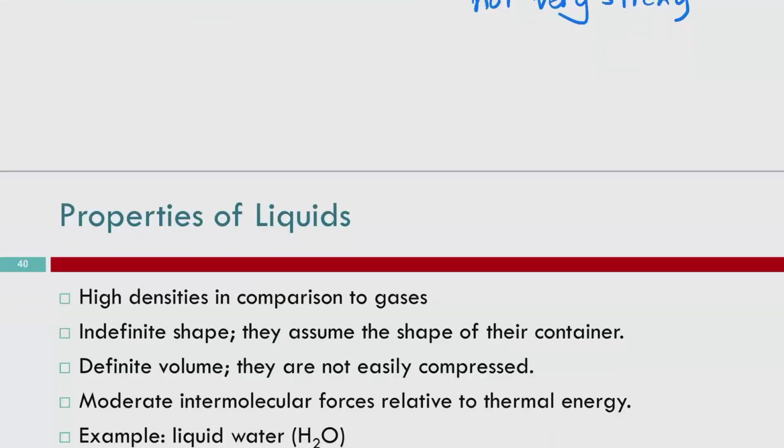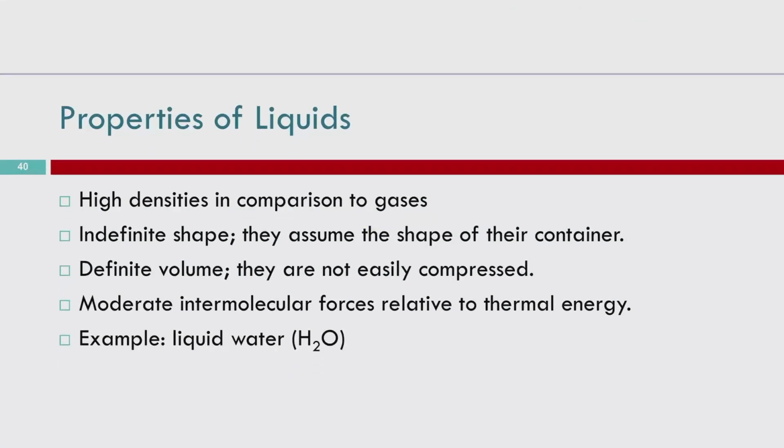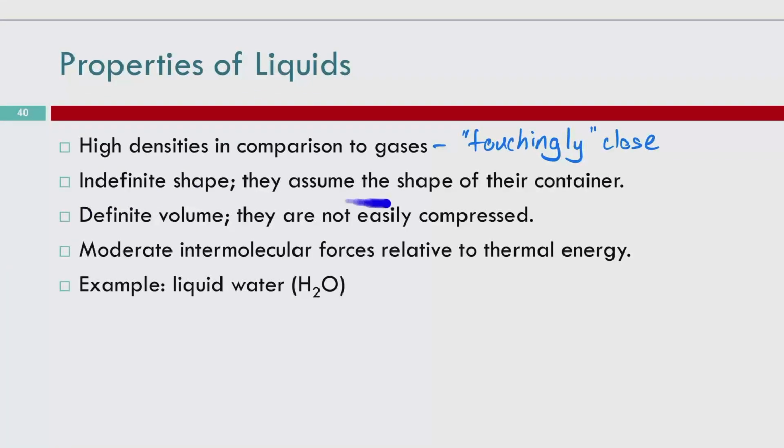Our liquids, on the other hand, have high density in comparison to gases because the particles are touchingly close. They're close enough that they can interact. There's no empty space between them. They do have indefinite shape, like we talked about. They'll assume the shape of their container, but they do have a definite volume. You cannot, at least easily, compress a liquid. If you try squeezing a completely full water bottle, like even one of those cheap $1 plastic water bottles, if you squeeze it hard enough, the plastic will just break. It's not going to really get any smaller. It'll just keep changing shapes.